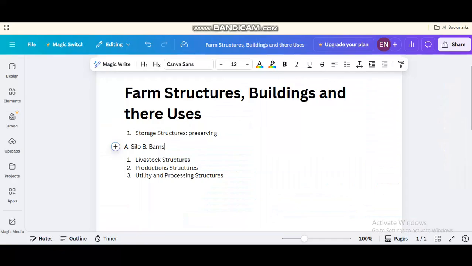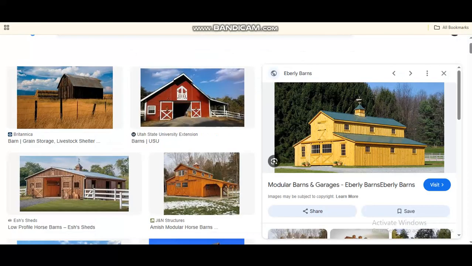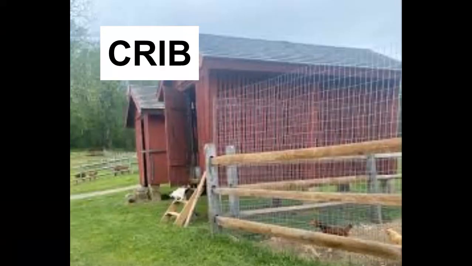Now what is the next storage facility? The next storage facility we are going to be talking about is what we call cribs. Cribs are a type of storage structure often made of wood and wire mesh. They are designed in such a way that aeration can take place.